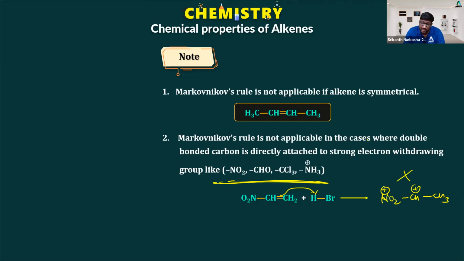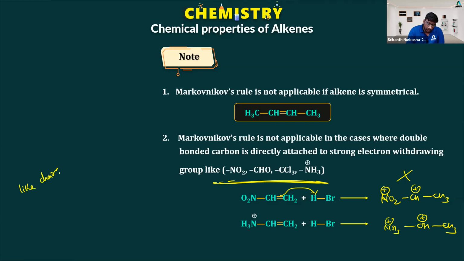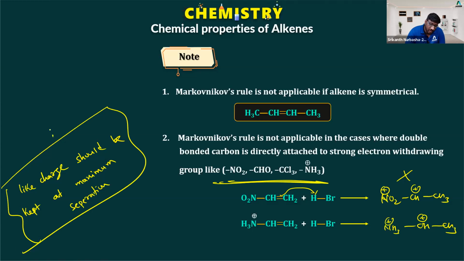Markovnikov rule is not applicable where the double bond carbon is directly attached to strong electron withdrawing groups, like NH3 plus CH double bond CH2 with HBr. Here also NH3 plus is connected to CH plus. Like charges should be kept at maximum separation. Unlike charges at minimum separation, like charges at maximum separation, that will stabilize the respective intermediates. Is everything clear, students, so far?